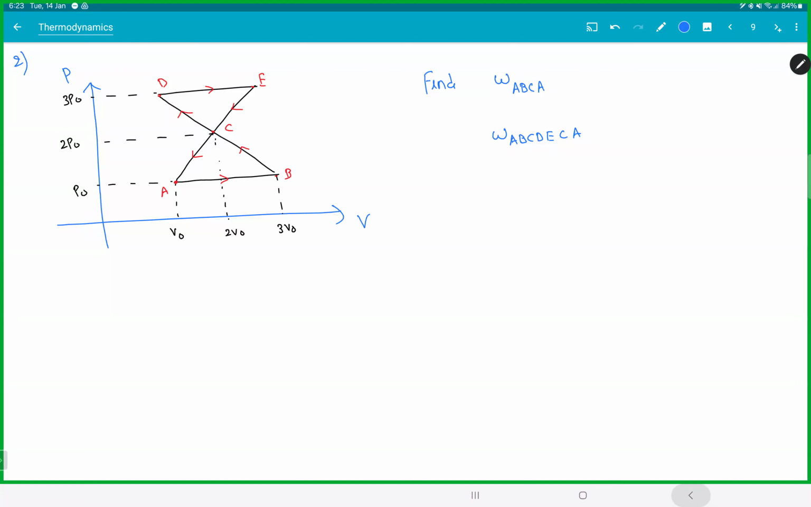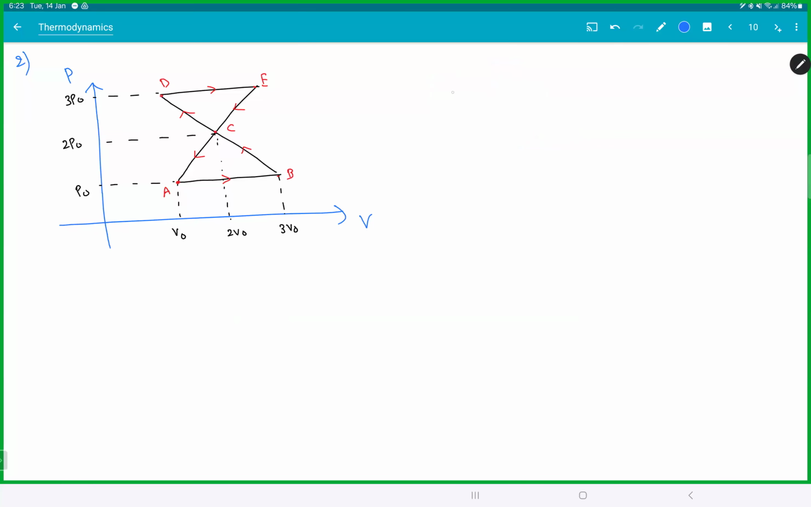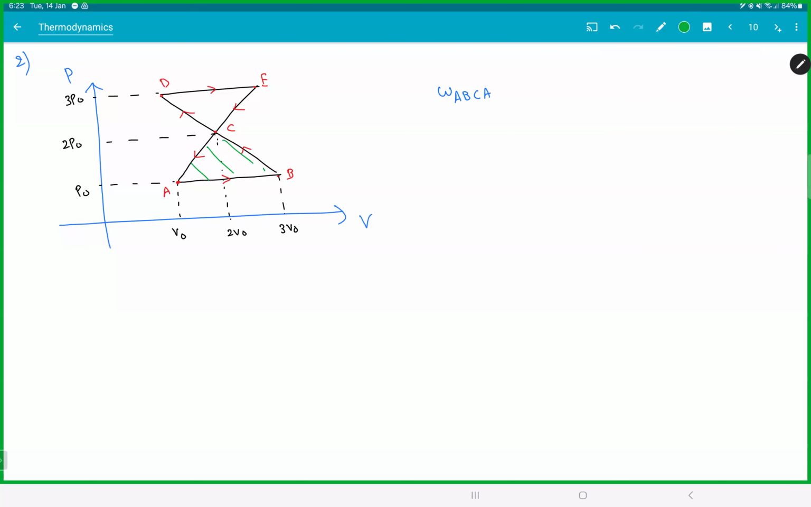So when you find work done in A, B, C, A, you're just finding this triangle area, isn't it? How much is that? First of all, it is going anti-clockwise. So minus half base is how much? 3V naught minus 2V naught into height P naught. So this is minus P naught V naught.